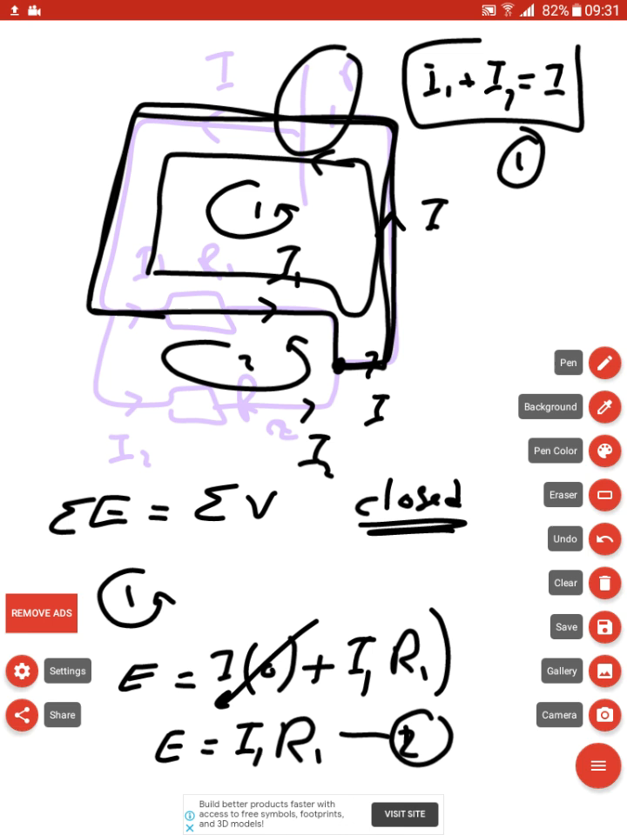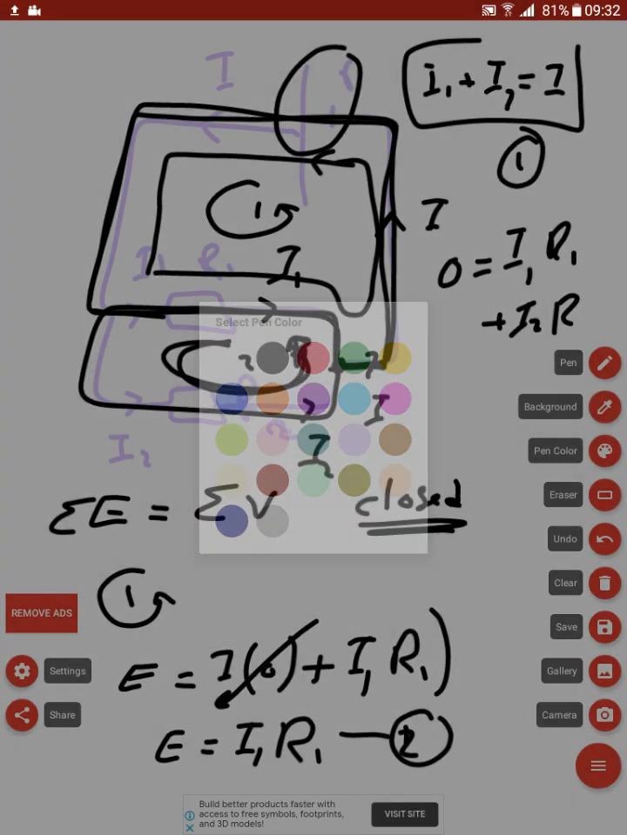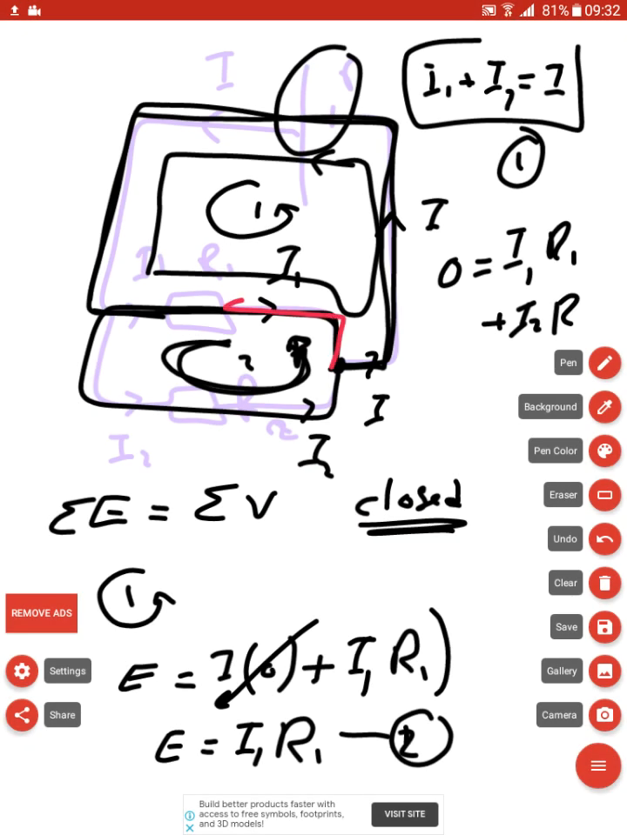We can have a third equation from this loop. Moving from this point through this path, we have no electromotive force, so 0 equals I1 R1 plus I2 R2. You have to be careful that when you move in the opposite direction to the current, you put a negative sign.